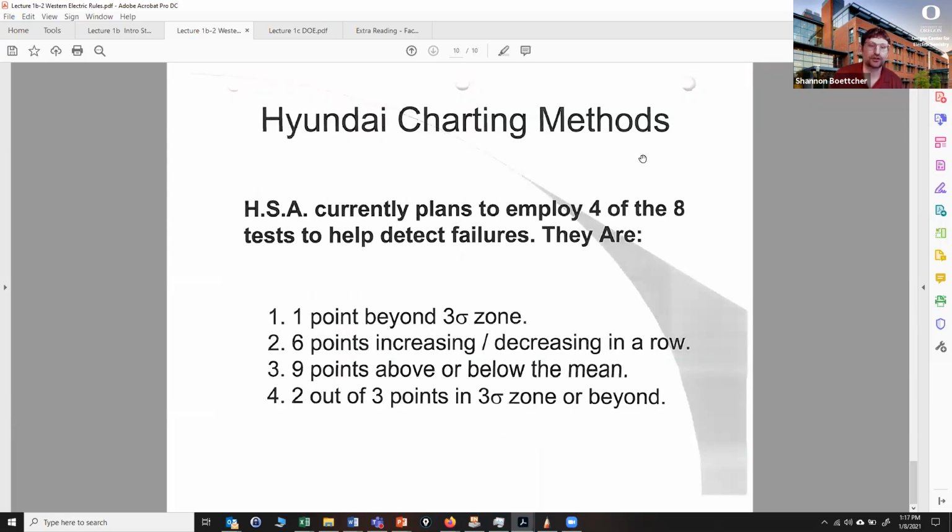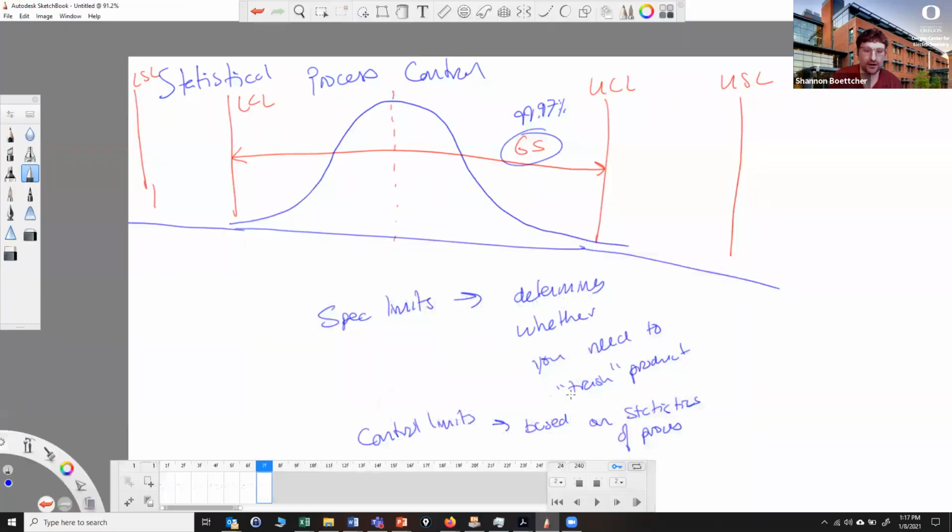So there are these various rules, okay? This happened to be, I think, from a Hyundai presentation. Hyundai uses some of these, but not all of them, for their various processes. So it's just good to have an idea about what these are.